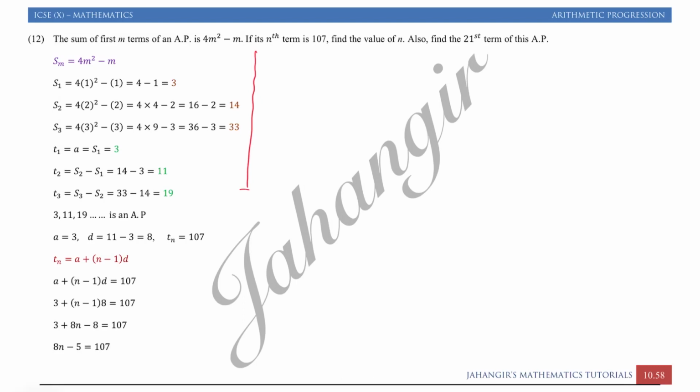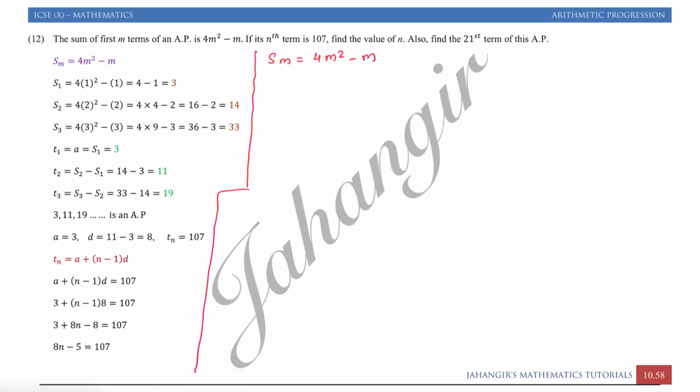Question number 12. The sum of the first m terms, Sm, is given as 4m square minus m. If the nth term is 107, find the value of n. Also find the 21st term of the AP. So here first we have to find the series.